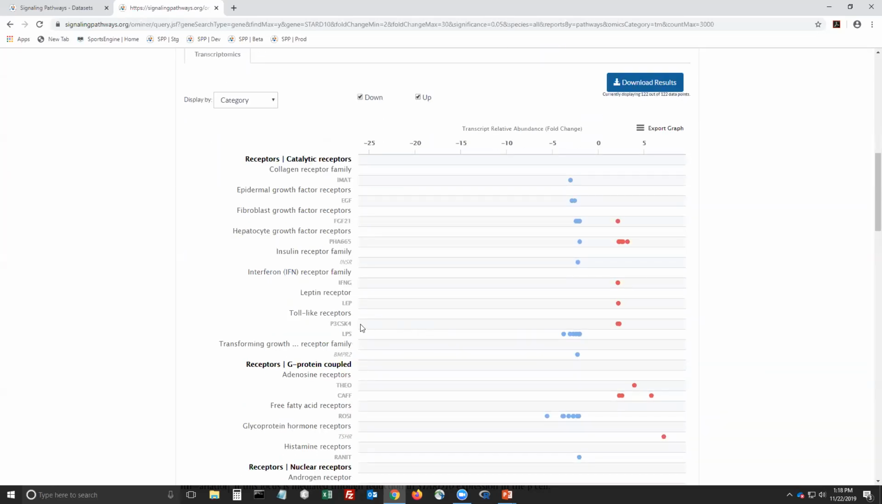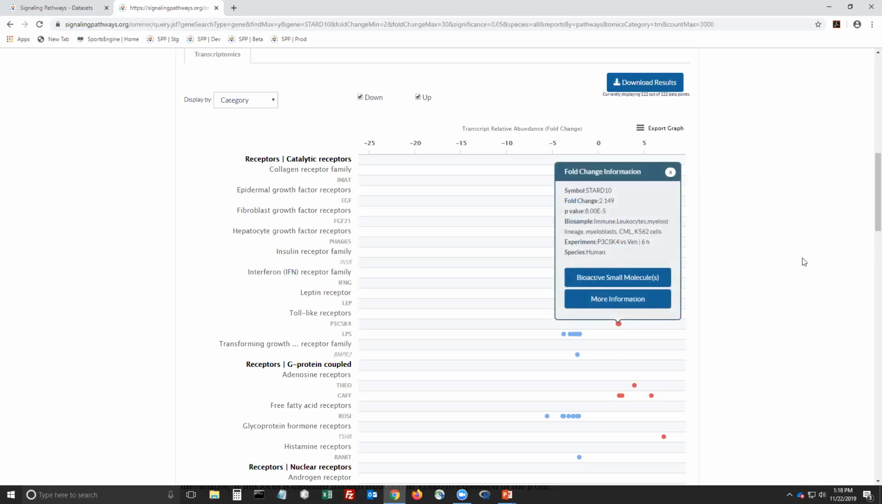If you actually click on a data point, you get a wealth of information about that particular experiment. Of course, you see the gene that's being interrogated. You see it was twofold upregulated. You see a p-value significance for that fold change, as well as a description of the biosample that was used, an experiment name, and here we're using a TLR1/2 ligand compared to a vehicle.